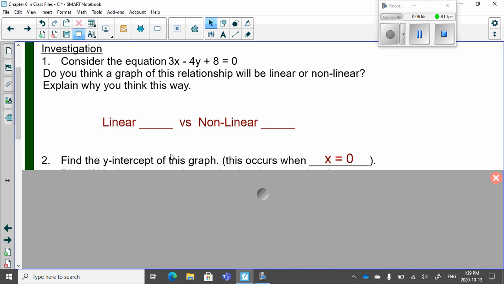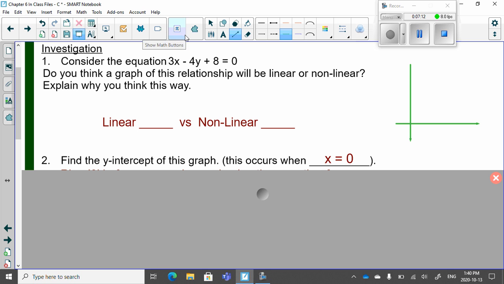Next, find the y-intercept. Well, just know that whenever you have a y-intercept, it's always at the value of x equal to 0. So if you have this graph and you're trying to find your x or your y-intercept, your x value is always 0. So really all we have to do is plug x is equal to 0 into this equation and solve for y, and it tells us exactly what our y-intercept is.